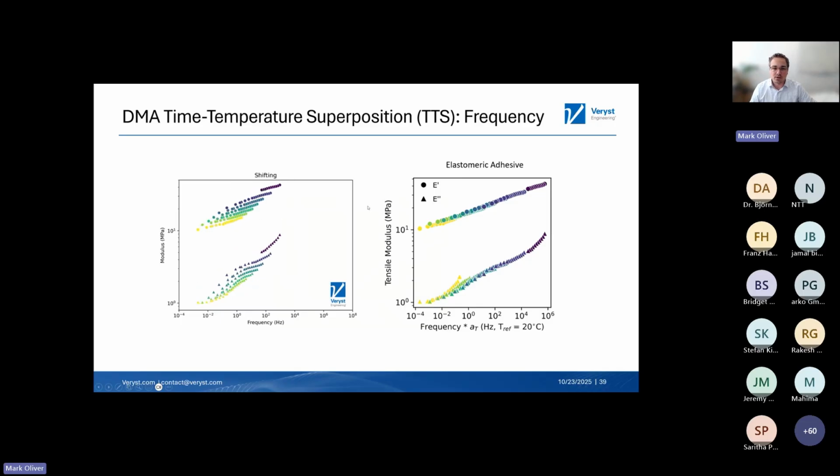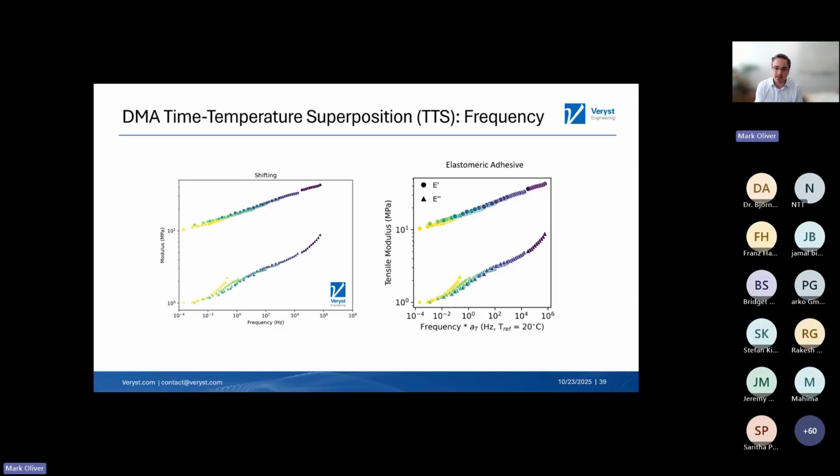And the final methodology is using DMA time temperature superposition, but instead of going to long times, you go to high frequencies. If you have an adhesive that is going to be in a structure, and one of the things you want that adhesive to do is absorb vibrations in the megahertz range, you need to understand how it reacts in the megahertz range. It's very difficult to measure how stiff and lossy a material is at 1 megahertz.